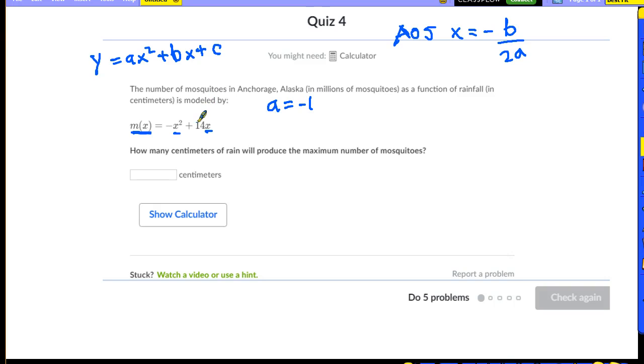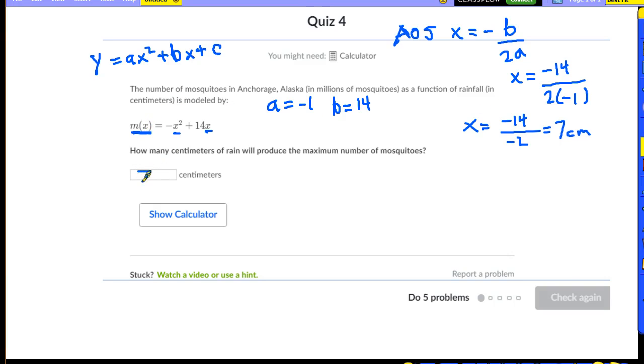And then there's a number in front of the x, and so that'll be our b. And then we can use the a and the b to figure out what the axis of symmetry is. So we'll do x equals -b over 2 times whatever a is, -1. And that'll be x equals -14 all over -2, which is just positive 7. And supposedly that is the amount of rain, that should be 7 centimeters of rain that will produce the maximum number of mosquitoes. So I think that answer goes here.